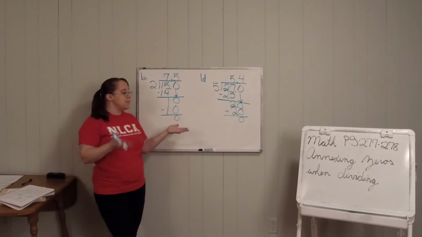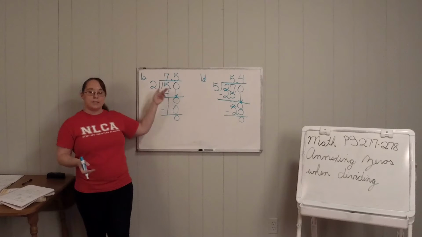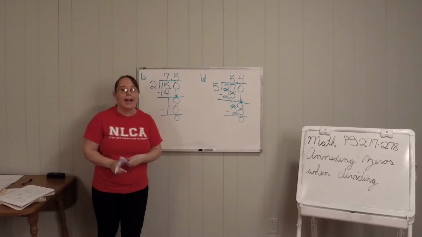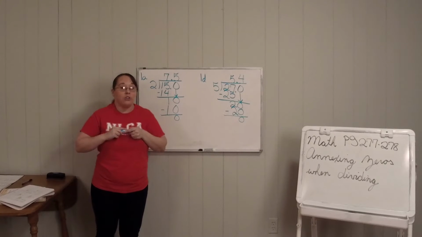So annexing zeros, all you're doing is adding the decimal, adding the 0. So when you divide, you do not have a remainder. That's all you're doing.